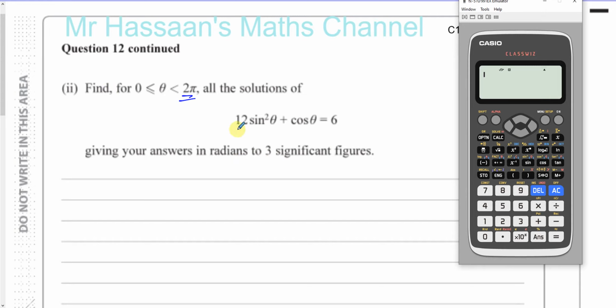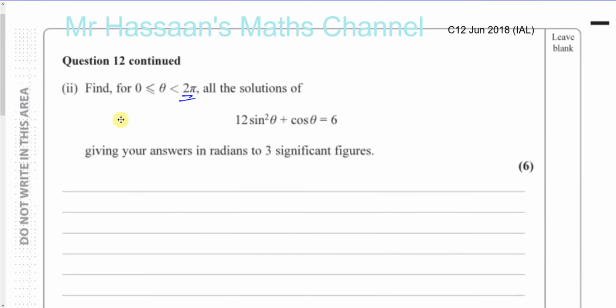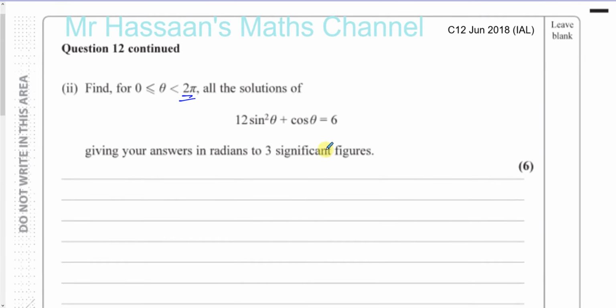So now, you've got 12 sine squared theta plus cosine theta equals 6. And we're going to find all the solutions between 0 and 2 pi, giving the answers in radians to 3 significant figures. So this equation first, we have to try to modify it so that it can be solved easily. So we've got 12 sine squared theta plus cosine theta equals 6.